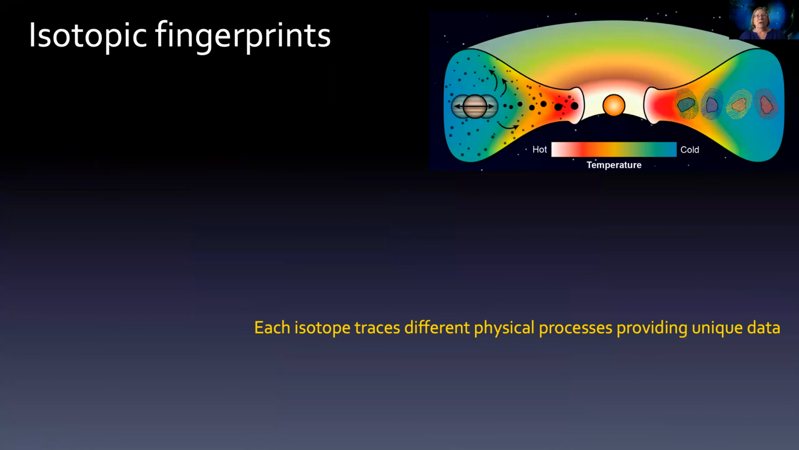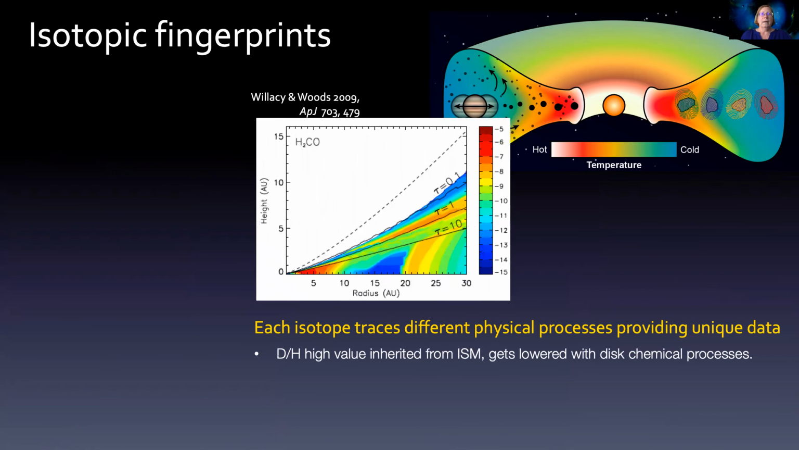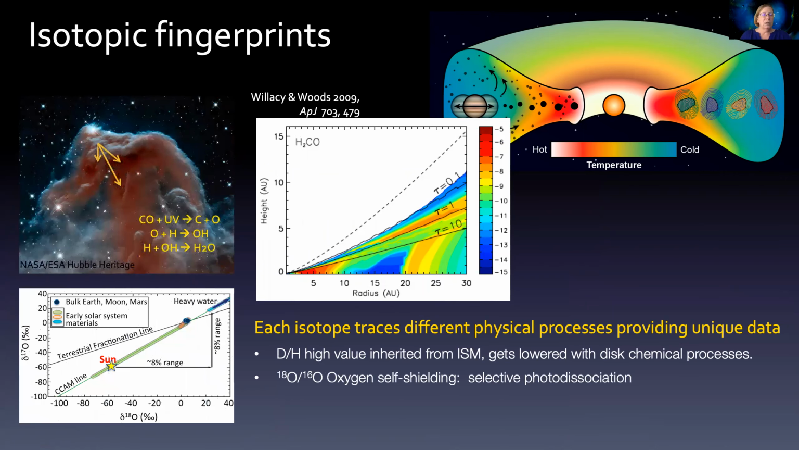So getting back to our isotopic fingerprints, isotopes will trace different physical processes and give us unique data about the early solar system. We've talked about D to H, but that's not the only one that we could look at. Another one that cosmochemists, or the people studying the meteorites, look at are the oxygen isotopes. Now, this is a diagram from the meteorite community looking at the ratio of the 17/16 and 18/16 oxygen isotopes. Oxygen has three isotopes, and there's a wide range of values in the solar system.